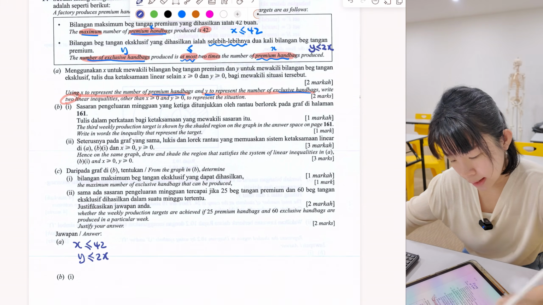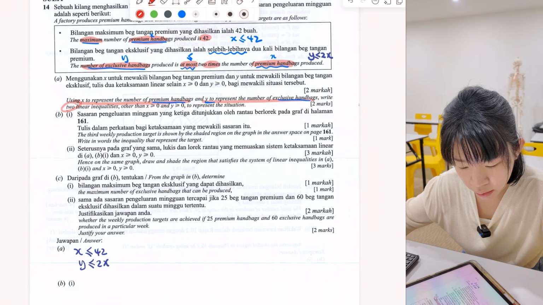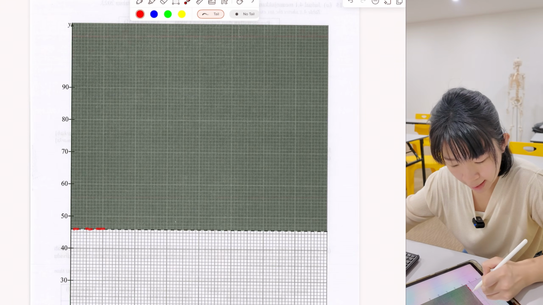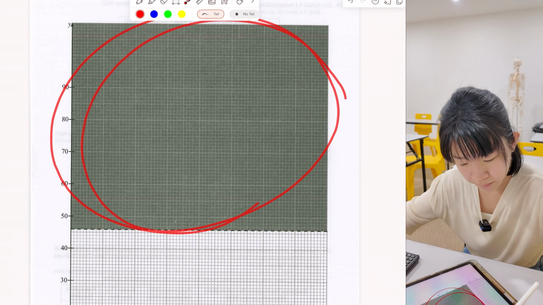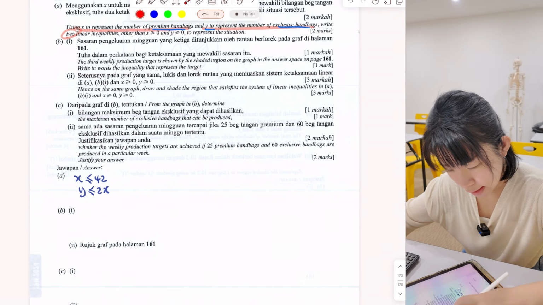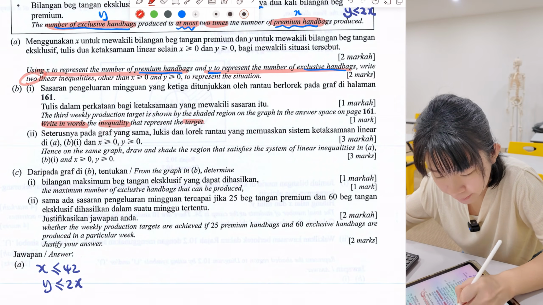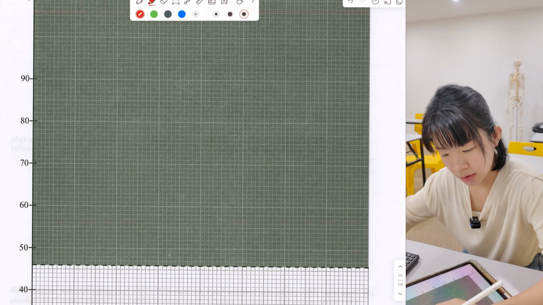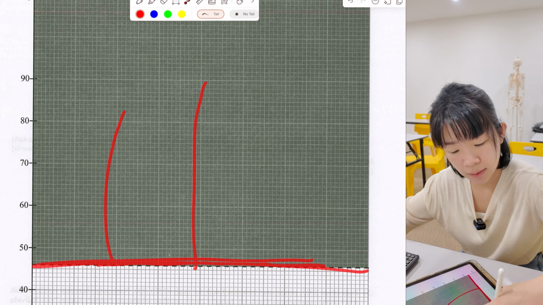Okay, part B. The third week production target is shown by the shaded region in the answer space. So they draw a dotted line. This is the third week one, so everything should be just on top. Now they ask us to write in words the inequality that represents the target. So look at this shaded region. Here they put a dotted line, so the target must be on top.